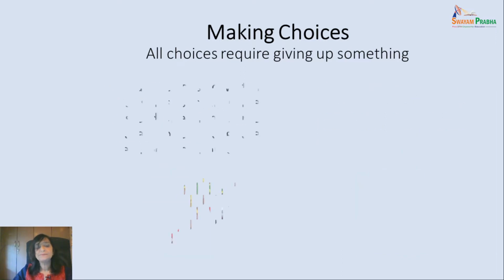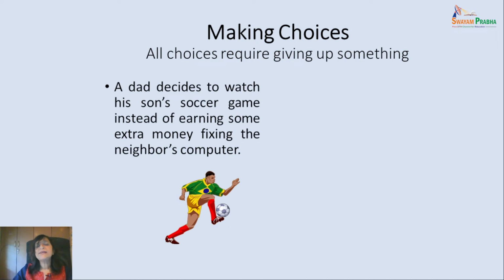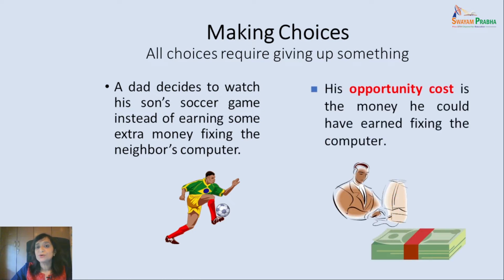Another example. A father decides to watch his son's soccer game instead of earning some extra money fixing a neighbor's computer. That is, a father decides, let me spend time watching the football game of my son instead of going to his neighbor and fixing his computer and earning something. So what would be his opportunity cost? His opportunity cost is the money he could have earned by fixing the computer.